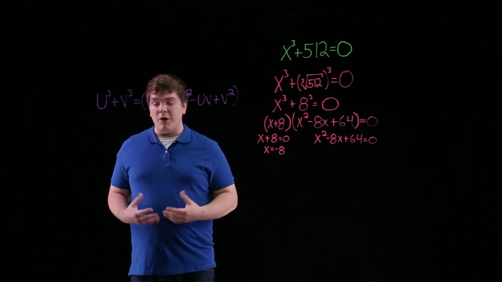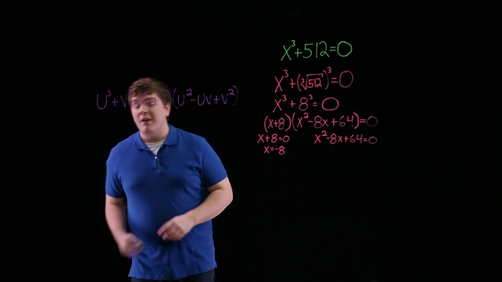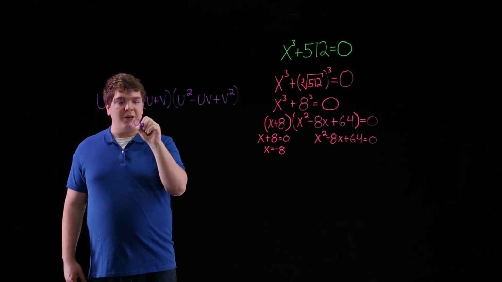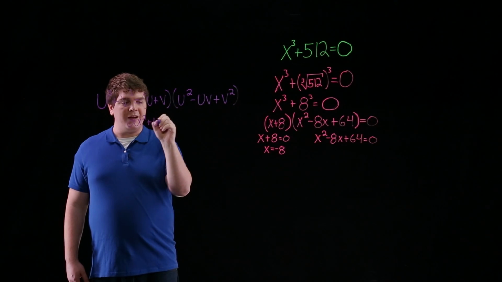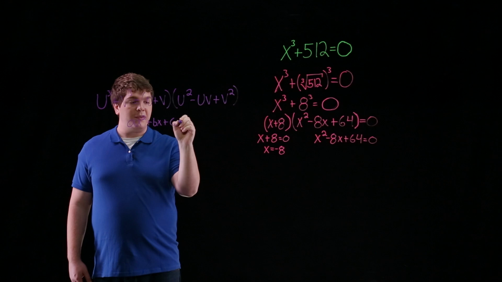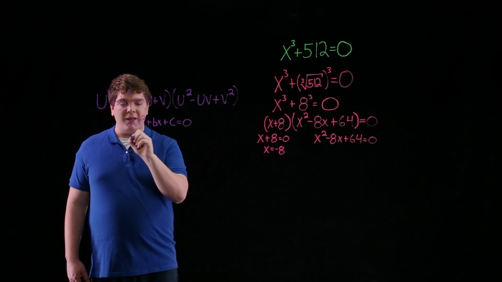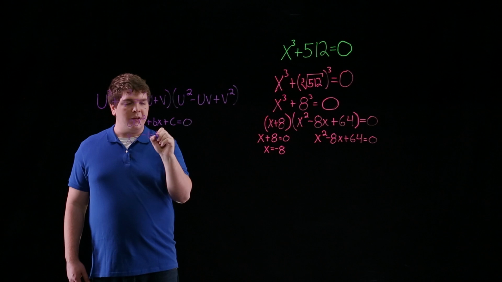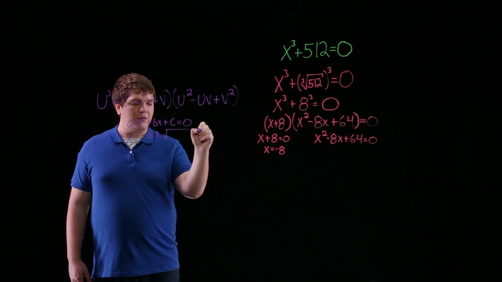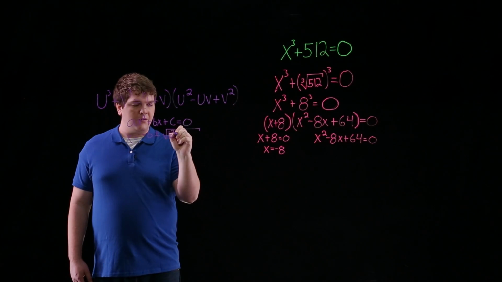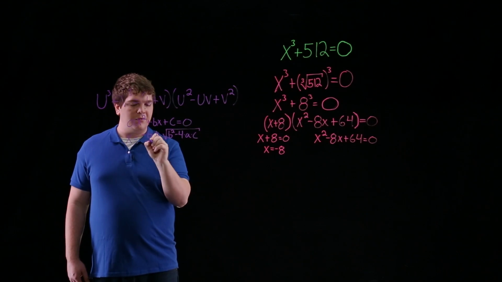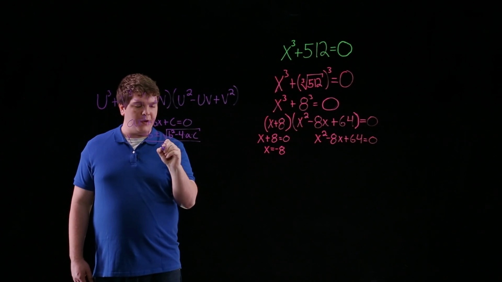Now let's recall what the quadratic formula says. It says that if we have a quadratic equation, ax squared plus bx plus c equals 0, then x is equal to -b plus or minus the square root of b squared minus 4 times a times c, all divided by 2a.